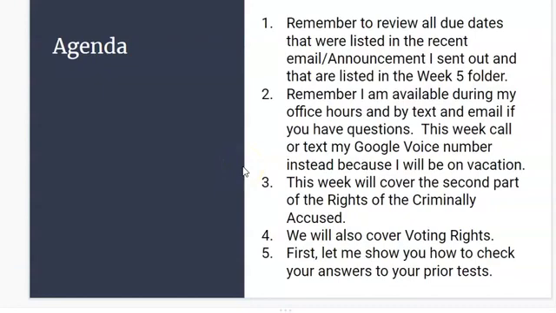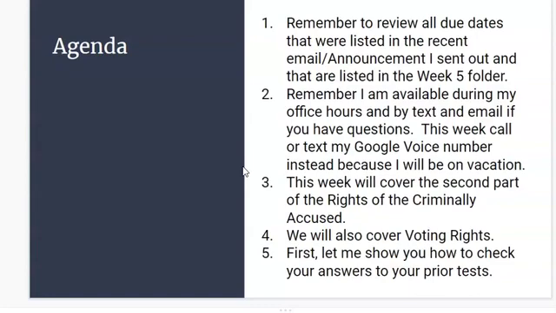Just some reminders first. Remember to review all the due dates that were listed in my most recent email to you and that are also listed in this week's assignment folder, because those will come creeping up on all of us before we know it.